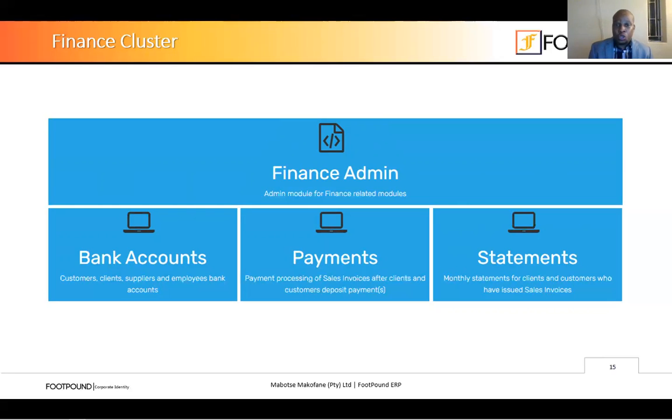This bank account module ensures that all of your bank accounts in the system can be captured and authorized by only the people that you let authorize them. You can even create a dual system where one person captures the invoice and the next person just authorizes your invoices. So that's the FootPound bank accounts module.